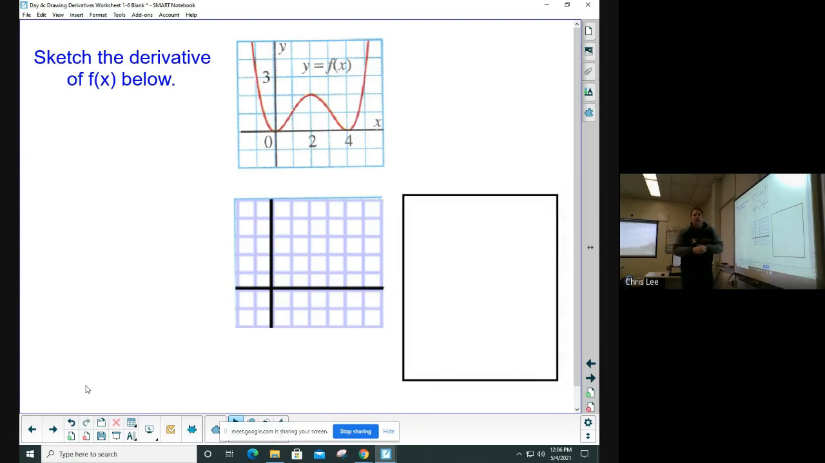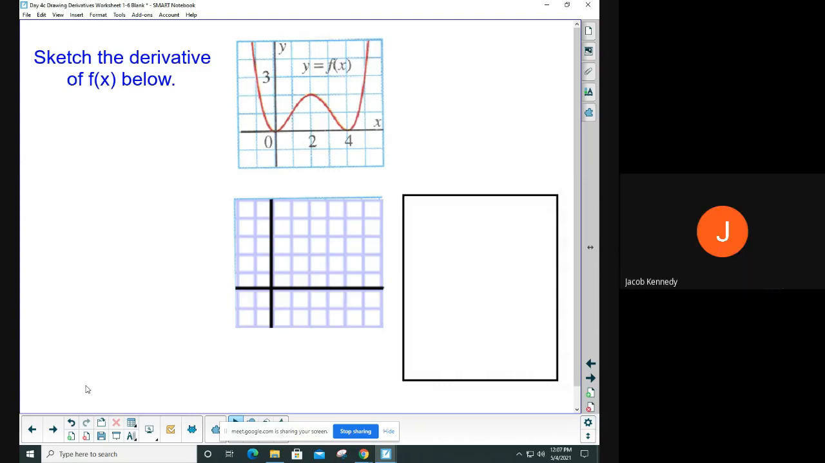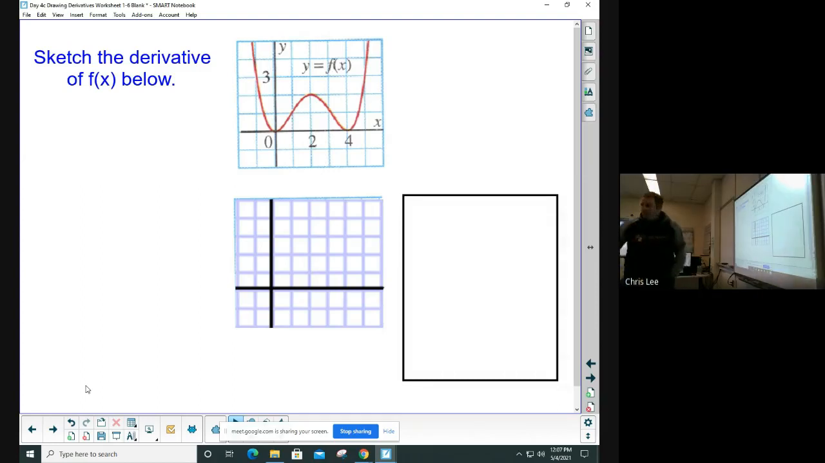So the first thing that I would look at is the original, this red function, and we're going to try and sketch the derivative of it in the graph below. What degree do you think this original function is? 4. Mm-hmm. So that's a good guess. We know that it's 4 because it's got that extra bump. It opens up. So it's probably a quartic.